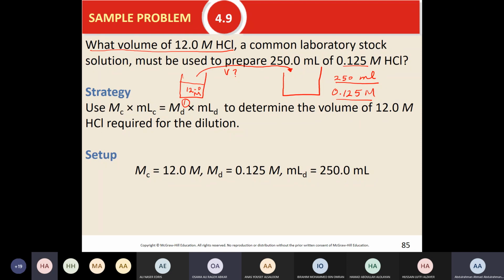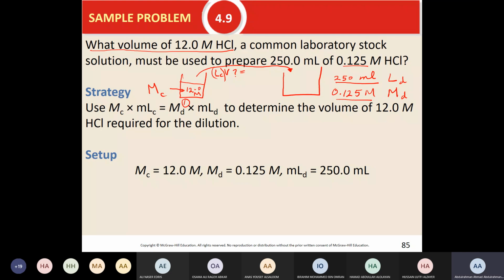We multiply MD with volume LD and divide by MC. Yes, this is actually MD. Oh, sorry, this is LD. This is MD, and this is LD. And what's this 12? MC. So what's left with us? LC, the volume.